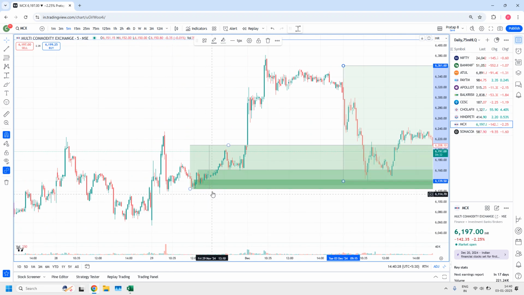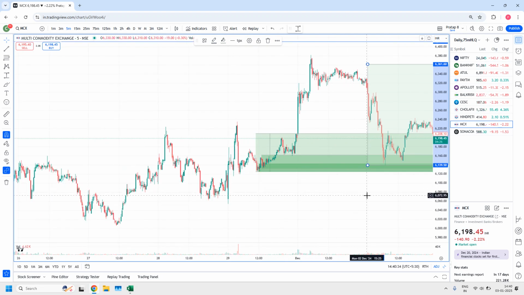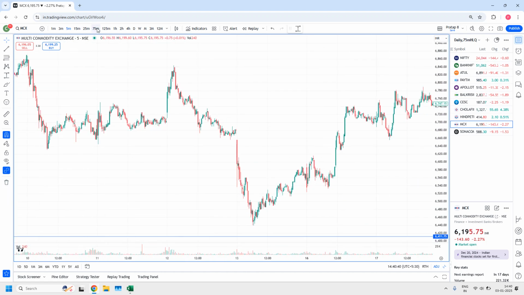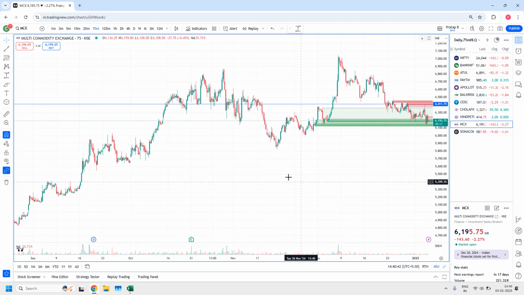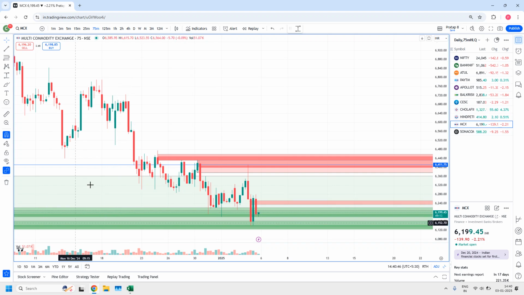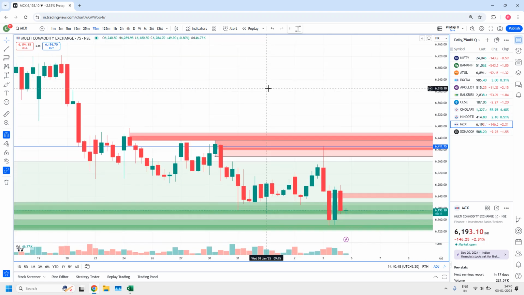Okay, why are we discussing it today? I will come back to this point after a few minutes. First of all, how did our software identify this zone today? Stocks near the 75-minute supply zone. So let's focus first on that. I'm going to the 75 minutes time frame. I'll come back to the demand zone later.